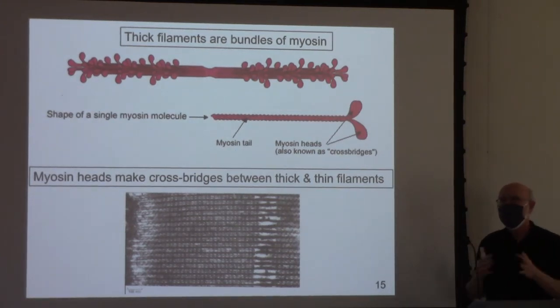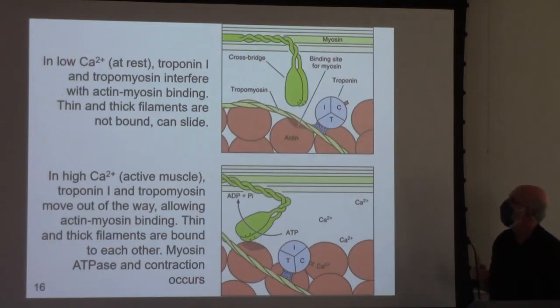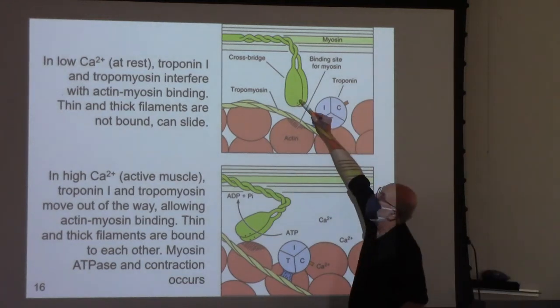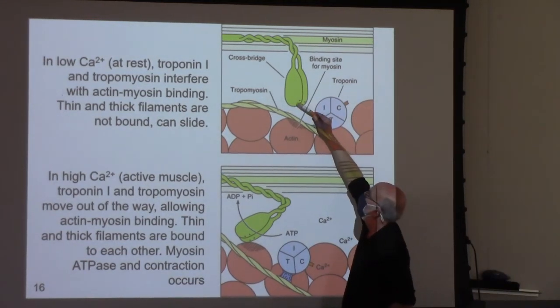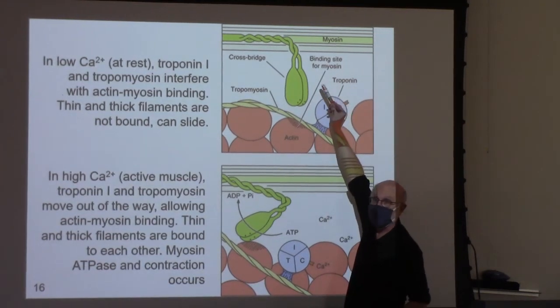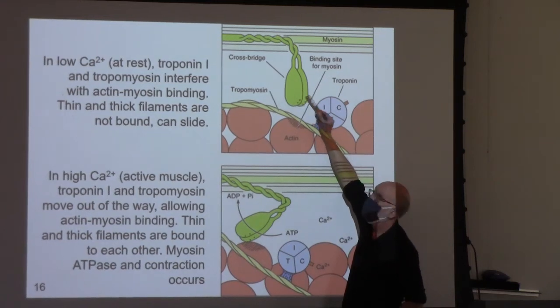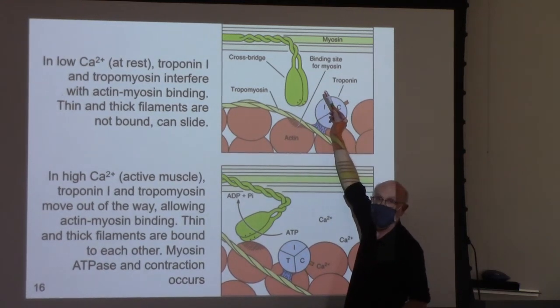So now let's build this into contraction. You've had some of this in cell, I think you've had most of this in cell phys. This is reinforcement from cell physiology. Here is a head group from a myosin. So this is the thick filament in green above. One myosin head from hundreds that make up the bundle of the thick filament.